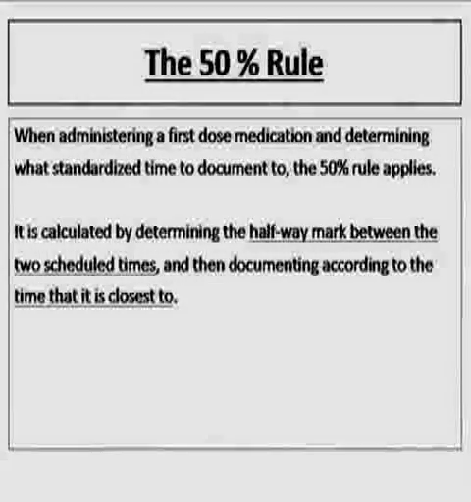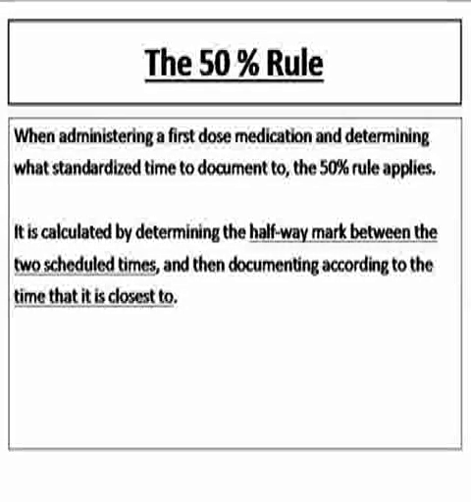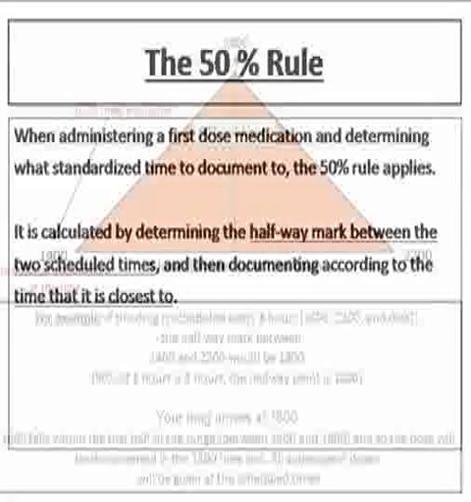The 50% rule. When administering a first dose medication and determining what standardized time you should select to document, the 50% rule applies. It is calculated by determining the halfway mark between the two scheduled times and then documenting according to the time that it is closest to.